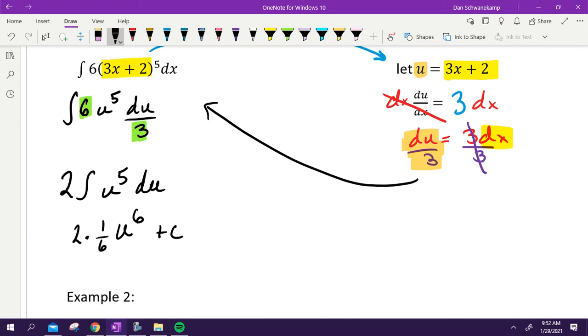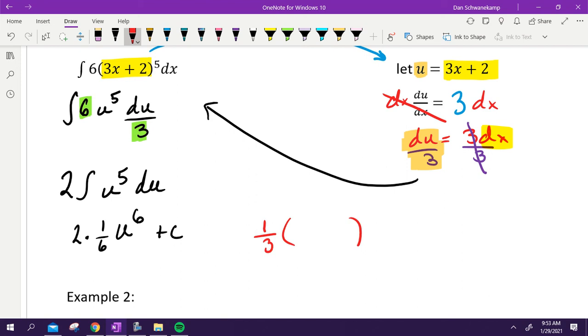Plus c. Because anytime I take the antiderivative, I've got to include a plus c if there's no bounds. So what is my final answer? I'm done now. 2 times the 1/6. What's 2 times 1/6 when I reduce it? 1/3.